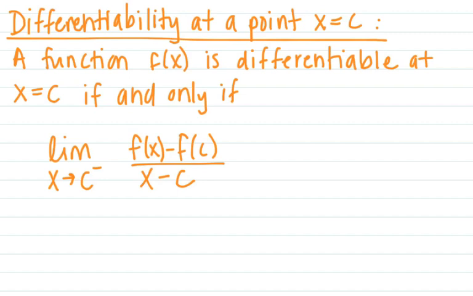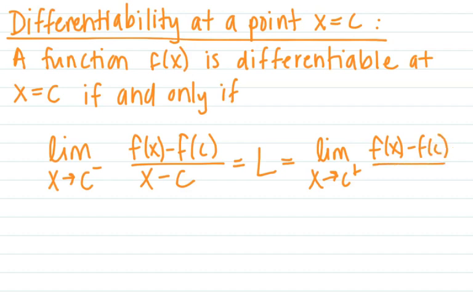If the limit as x approaches c from the left of the derivative function equals a certain value, and that value is the same as the limit as x approaches c from the right of the derivative, the same value L, and we're going to add in that L, that value for my limit, is a finite value.